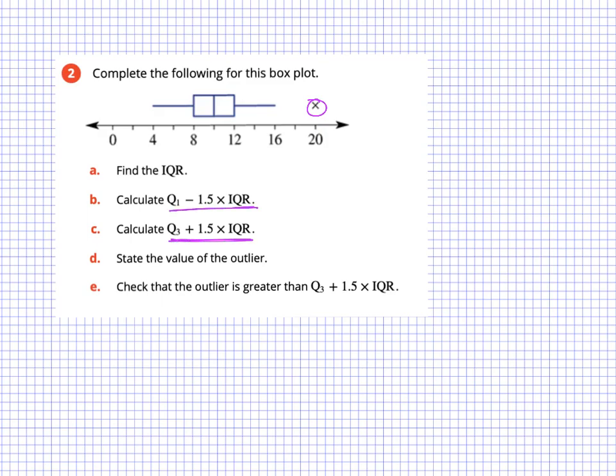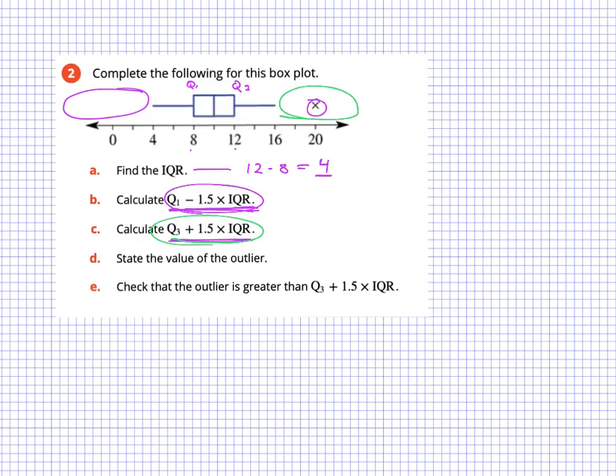There are two ways. This one will calculate an outlier that is below the box plot. All right, that's this one. This one will calculate an outlier that is above the box plot. All right, so we're going to have a look at that and see what happens. So first of all, find the IQR. Now remember, the IQR is the interquartile range, specifically talking about Q3 minus Q1. All right, so 12 minus 8 is 4. So the IQR is 4.